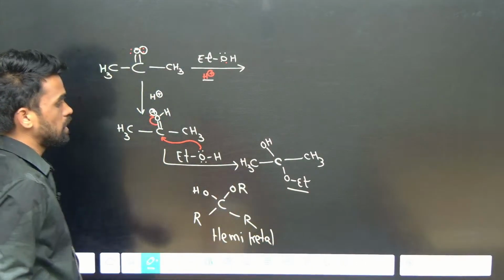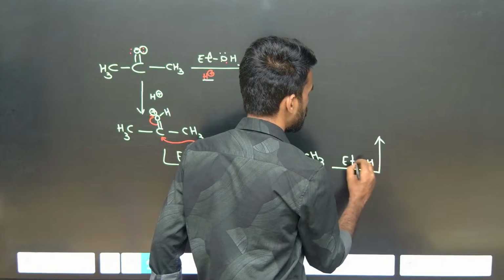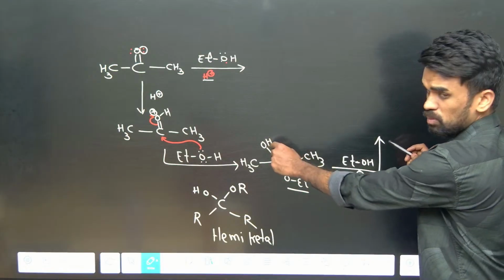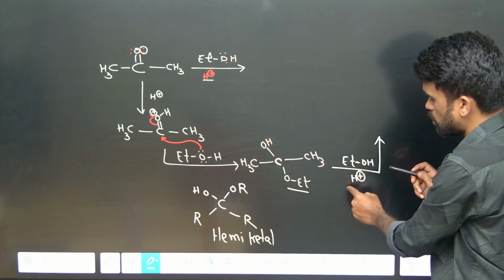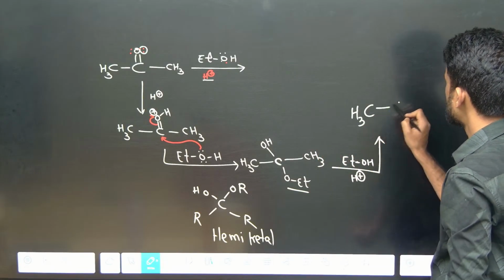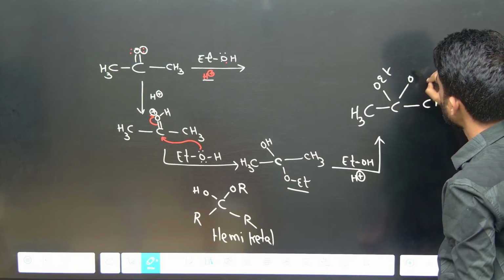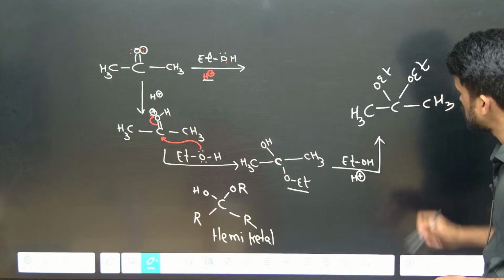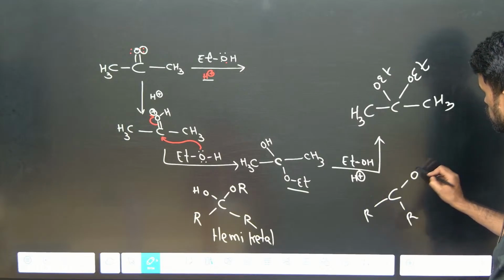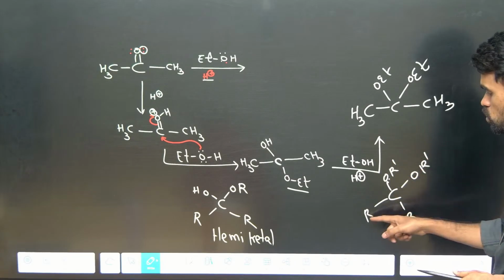And if one more ethyl alcohol is added in acidic medium, now what happens, tell me? This OH also gets deprotonated by addition of H plus and this OEt will attack, so that it gives you CH3, C, CH3, OEt, again OEt. It means what we got here finally is C, R, OR' and OR'. It means 2 alkoxy groups are there, 2 alkyl groups are there.